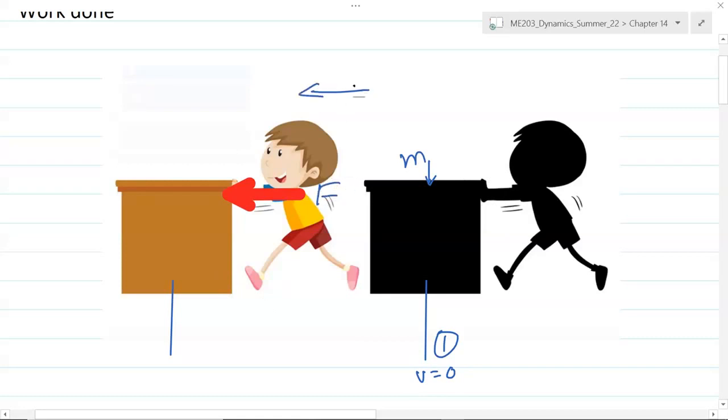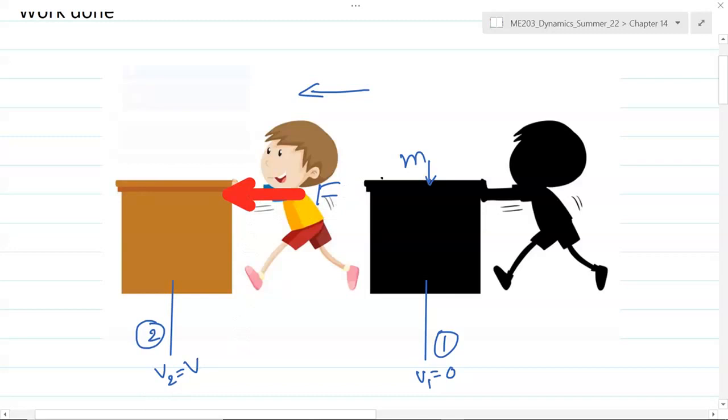towards left direction, and as a result of that the table slides in the left direction and goes from position number 1 to position number 2, where at position number 2 the desk is still in motion. That means it has some non-zero speed or velocity. So its v1 is 0, but v2 is some speed v.